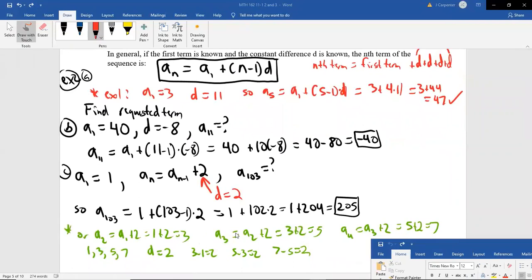And then you can just subtract any of these terms. You can subtract the third and the second. 5 minus 3 is 2. You can subtract the fourth and the third. 7 minus 5 is 2. You could subtract the fifth term and the fourth term. 9 minus 7 would be 2. 11 minus 9 would be 2. So that's another way of establishing the common difference, 1, 3, 5, 7. Clearly, we're just going up 2 each time.